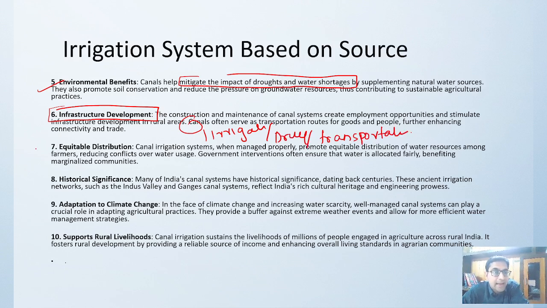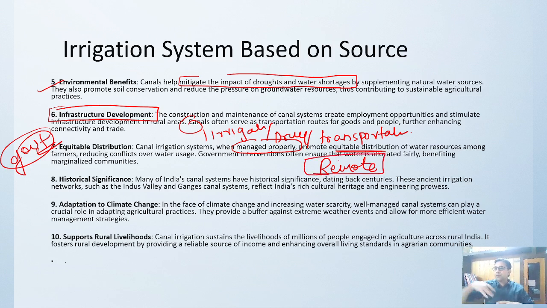Okay, and canal provides equitable distribution because it is of the government, so government regulates the canal water. If managed properly, it can provide you with equitable distribution of water. But those people who have fields in remote areas, because you cannot build canals everywhere. You cannot build a lot of channels everywhere, right? So government intervention is needed in order to supply the water equitably.